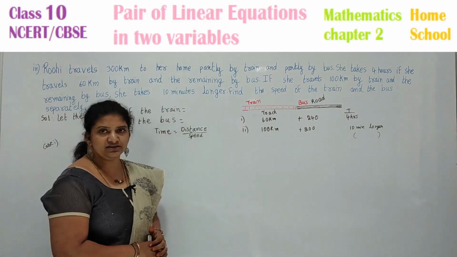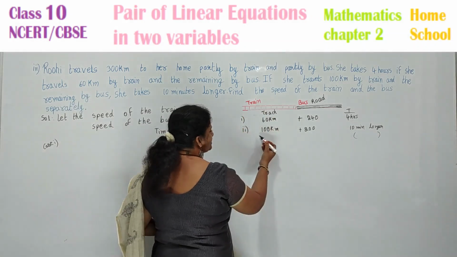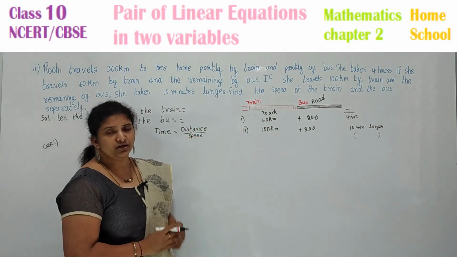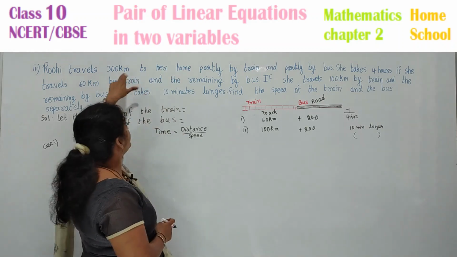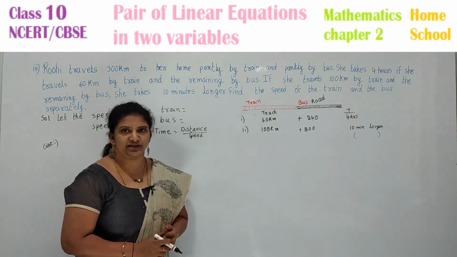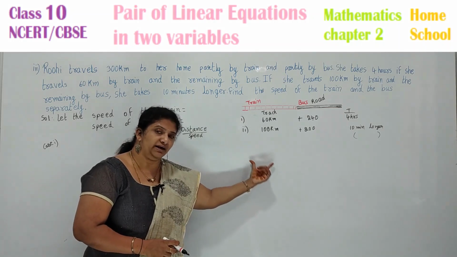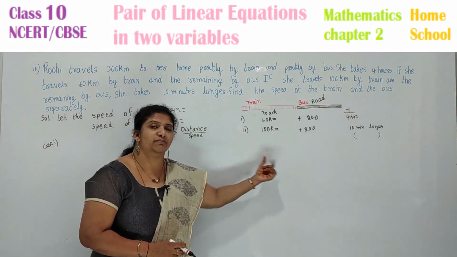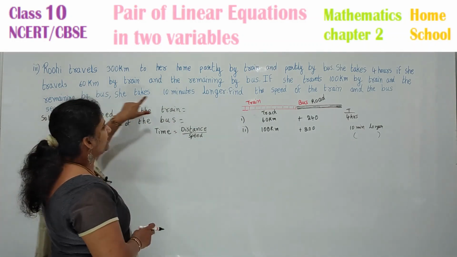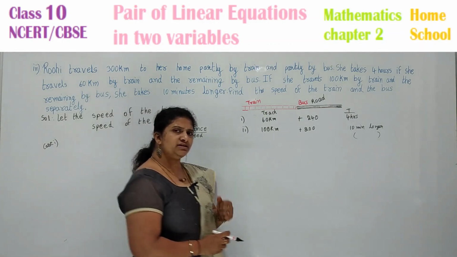See the second case. If she travels 100 kilometers by train, from here to here, what is that? 100 kilometers she might have travelled in train. Still, how many kilometers left? Total for her home, what is the distance? 300 kilometers. In 300, if you reduce 100, 200 kilometers will be there. Means Ruhi had travelled 100 kilometers by train and 200 kilometers by bus. If she travels like that, what happens? She takes 10 minutes longer. 10 minutes longer means what?